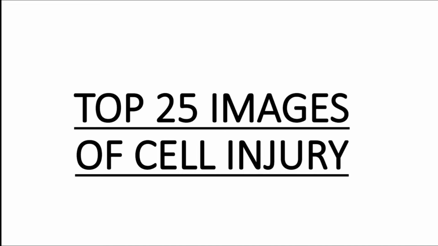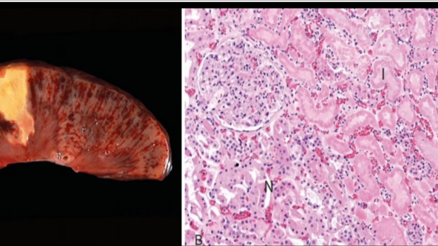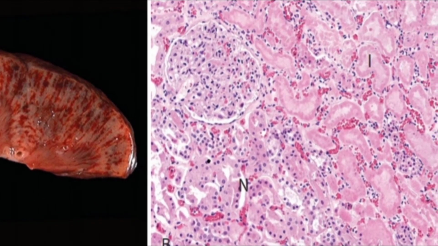So guys, first of all, we will start with the first image. This is the gross and microscopic image of an abnormal area, and this is a section from the kidney. Here you can see that this structure is absolutely normal, and here there is some pathology. Here you can see the glomerulus, so obviously it is the histopathological image of kidney, and these all are the tubules, proximal and distal convoluted tubules.